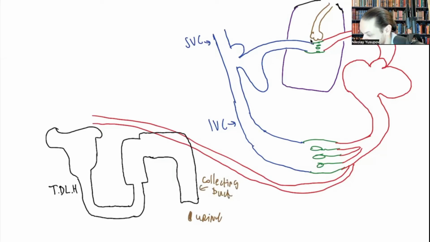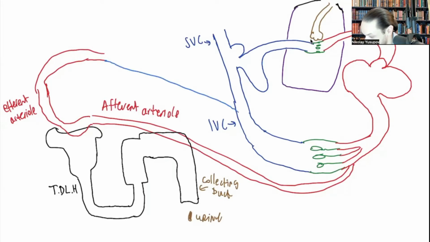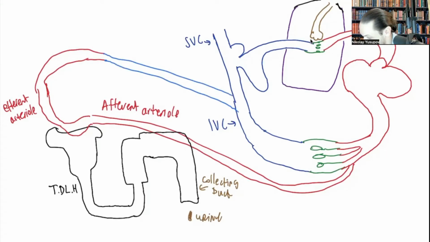And then from here, this was your afferent arteriole. It's going to go into the Bowman's capsule. It's going to come out as the efferent arteriole. And then it's going to feed back into the circulation with the renal vein, switch to blue, and then it goes back into your inferior vena cava. We also need the adrenal cortex.